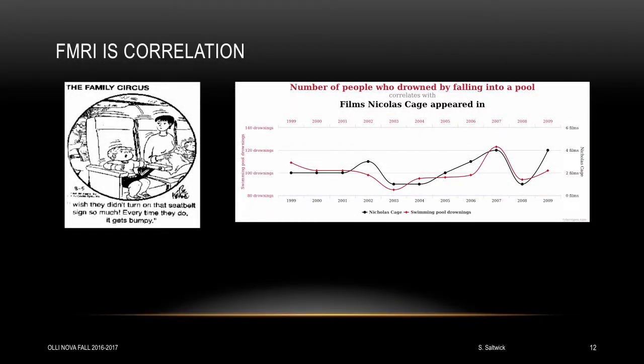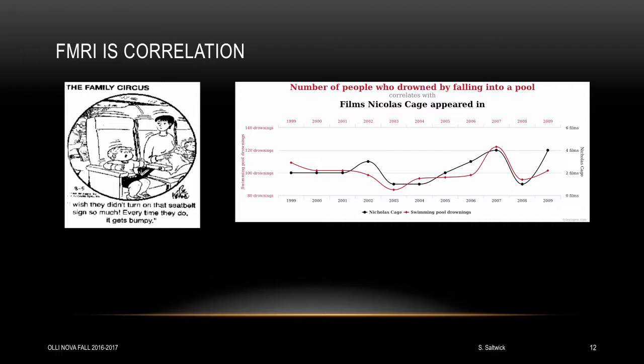The big caveat that we need to be aware of with fMRI is that fMRI is correlation. Now, correlation is a mathematical measure of how two things vary together over time. It's a very useful measure in many studies. But just because two measurements vary together over time does not mean that one causes the other. We can see two examples here on this slide.